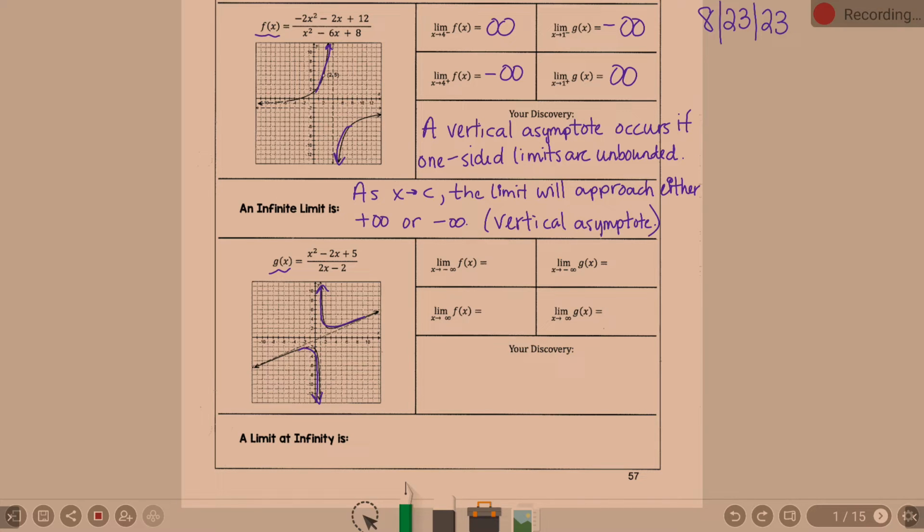You start filling in the bottom boxes yet? As x approaches negative infinity on f of x, so f is my top graph. As x approaches negative infinity, what y value are we approaching? That horizontal asymptote of negative 2? Where's my other f one? Right below it. The limit as x approaches positive infinity of f of x is also approaching that horizontal asymptote of negative 2. Limit as x approaches negative infinity on g of x.